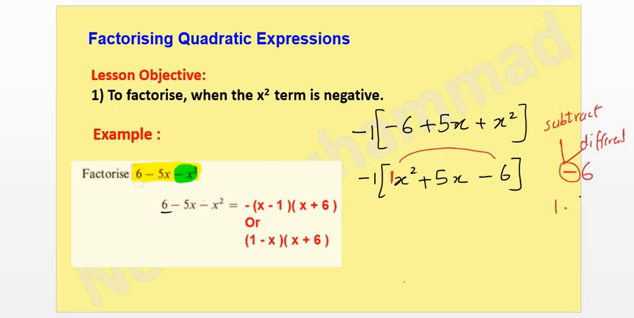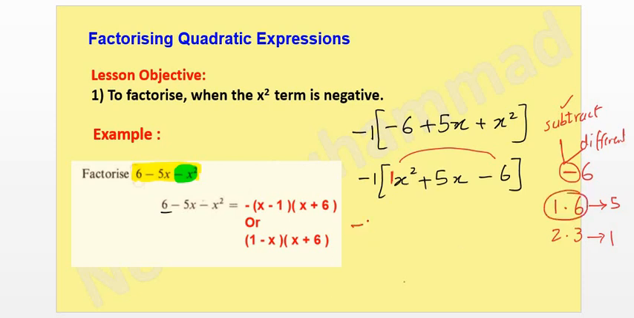Now let's see what are the pairs of factors that we can make. So 1 times 6 is 6, and 2 times 3 is 6. Which pair do we need? Because we have to subtract these pairs. So 6 minus 1 is giving us 5, and 3 minus 2 is giving us 1, right? So it means that we need this pair, right?